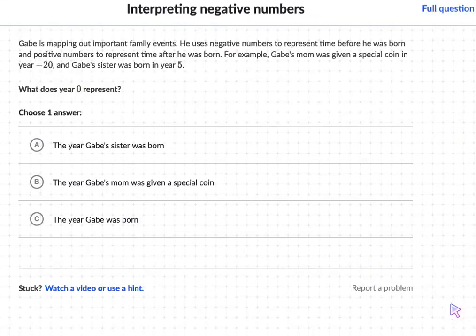Okay, let's try one more. This problem says Gabe is mapping out important family events. He uses negative numbers to represent time before he was born and positive numbers to represent time after he was born. For example, Gabe's mom was given a special coin in year -20, and Gabe's sister was born in year 5. What does year 0 represent? Pause the video and try it on your own.